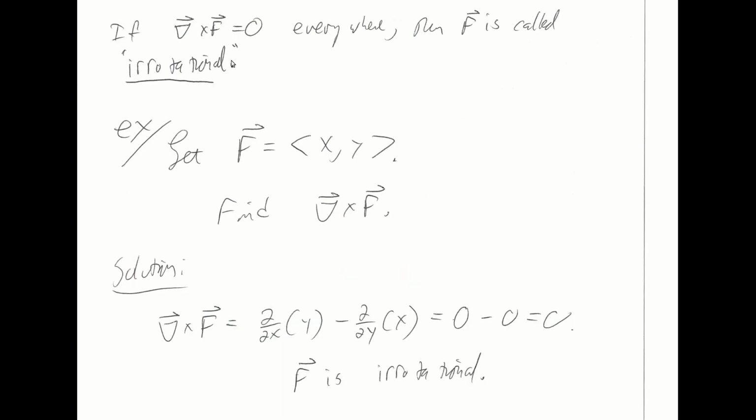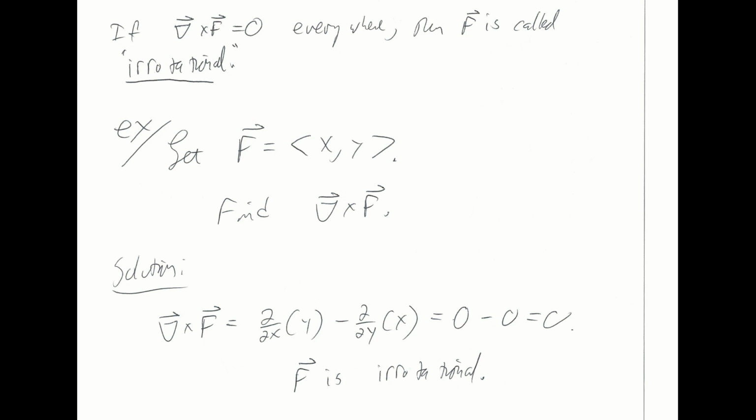If the curl is 0 everywhere, then we call the vector field irrotational. So it is a vector field that does not induce rotation if it has 0 curl at every point. So incompressible or source-free was 0 divergence, and irrotational is 0 curl. We are going to have another word for irrotational vector fields, but we will put that off for just a moment. We'll discuss that presently. So let's do some examples and sample problems.